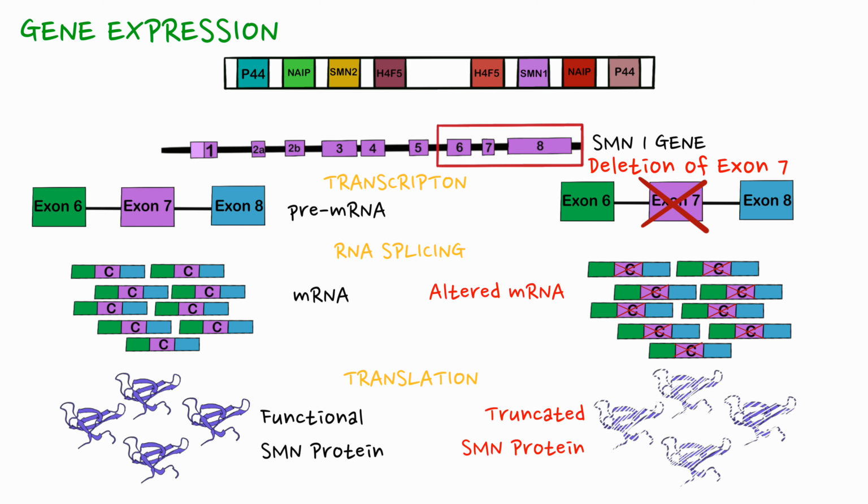The deficiency of functional SMN protein leads to motor neuron degeneration, muscle weakness, and SMA symptoms. Without enough SMN protein, the motor neurons gradually degenerate and die, leading to muscle weakness and atrophy.